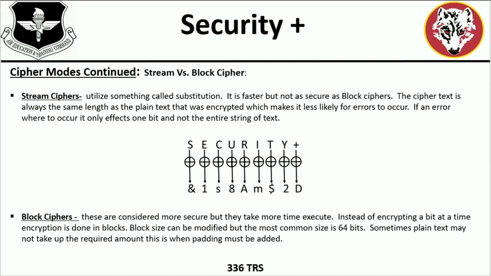Now block ciphers are considered more secure, but they take more time to execute. Instead of encrypting a bit at a time, encryption is done in blocks. The block size can be modified, but the most common size is 64 bits. Sometimes plaintext may not take up the required amount of space, so this is where padding is added. This wraps up cipher modes.